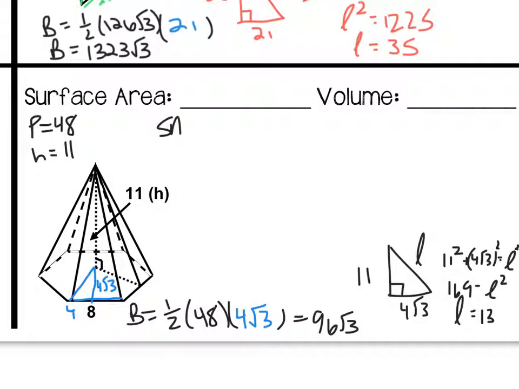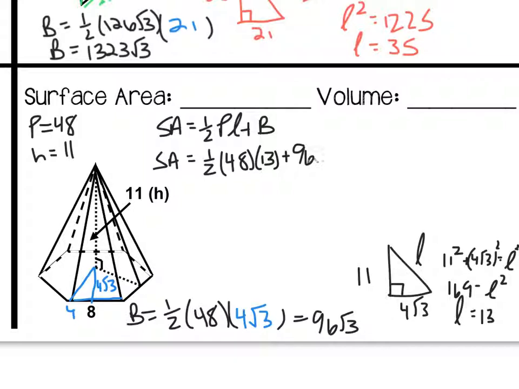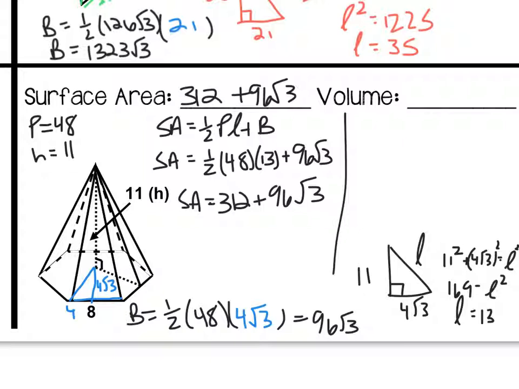And plug and chug, surface area is 1/2 perimeter times slant height plus area of the base. Aren't you so glad I'm not making you memorize these formulas? You're welcome. Hope I'm your favorite now. 1/2 times perimeter is 48 times slant height is 13 plus area of the base 96 square root 3. So surface area equals 312 plus 96 square root 3. Hopefully you're getting used to the fact that I can't squish these things together if they don't both have the same square root. It's a nice little thing to learn.